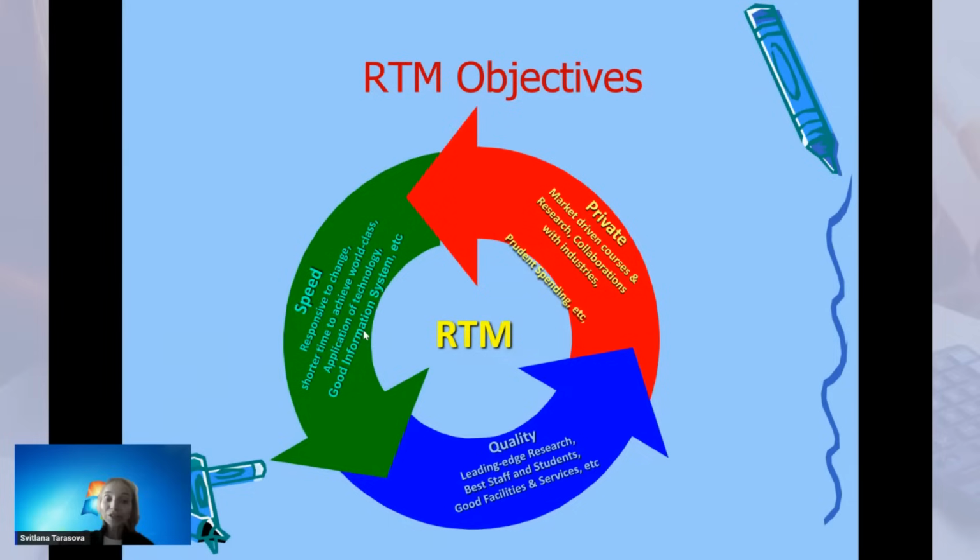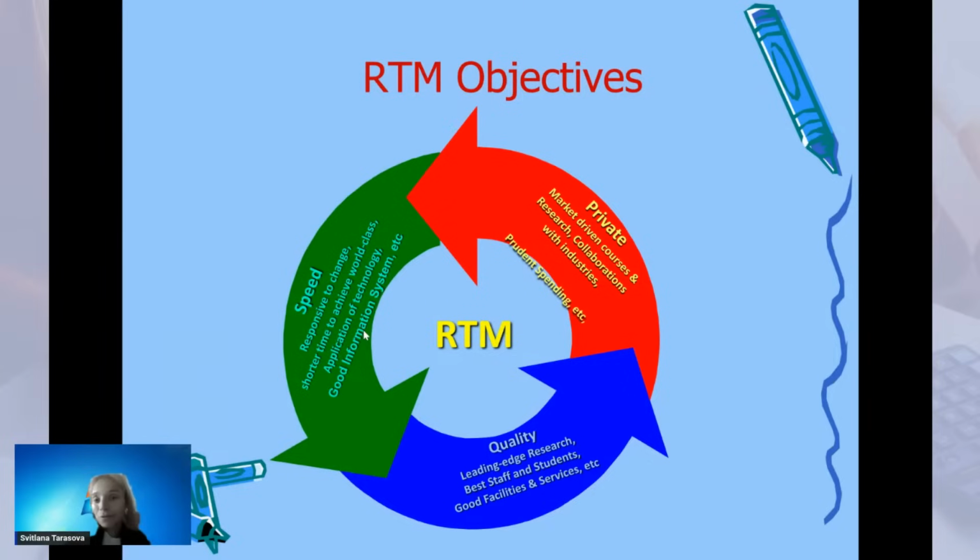Speed means that we apply technologies and give students an opportunity to learn the speed of using these technologies and how to get information from them. And we spend shorter time to achieve our result. Quality means that we use facilities, services, the best staff, and we are leading researchers in that sphere. And certainly the most important are our private things: our collaborations, our actual market-driven courses.